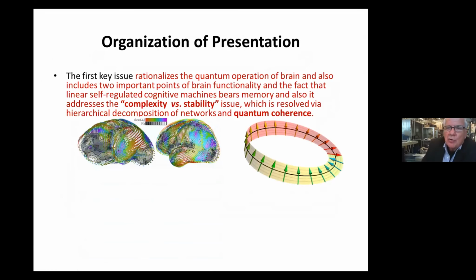The present talk is organized along three key issues. The first rationalizes the quantum operation of the brain and also includes two important points of brain functionality. The first important point is that self-regulating linear cognitive machines bear memory. And the second important point is that the human brain has to bypass the complexity versus stability issue. The latter is resolved via hierarchical decomposition of networks and is accomplished via quantum coherence.